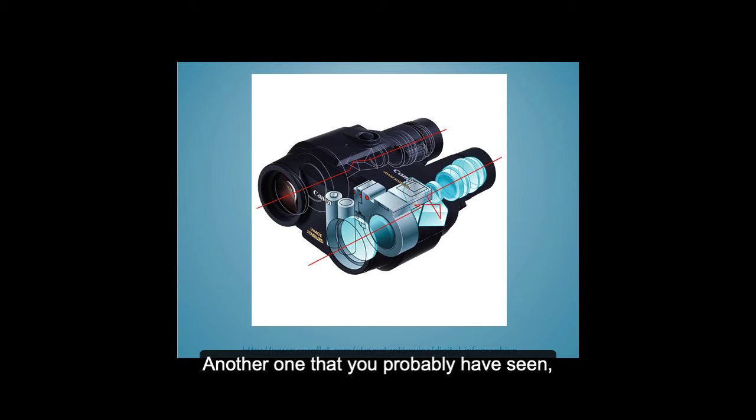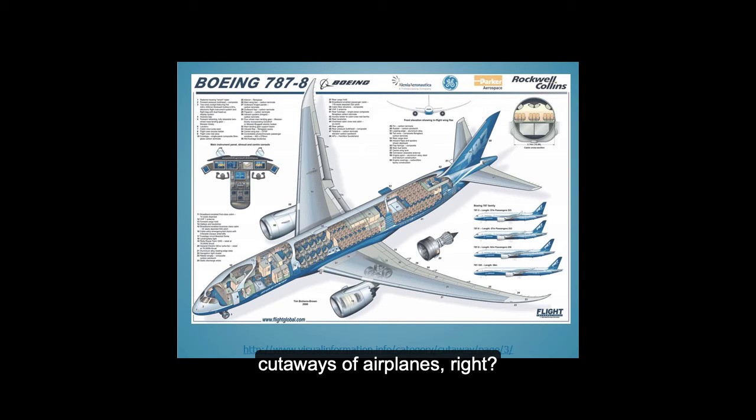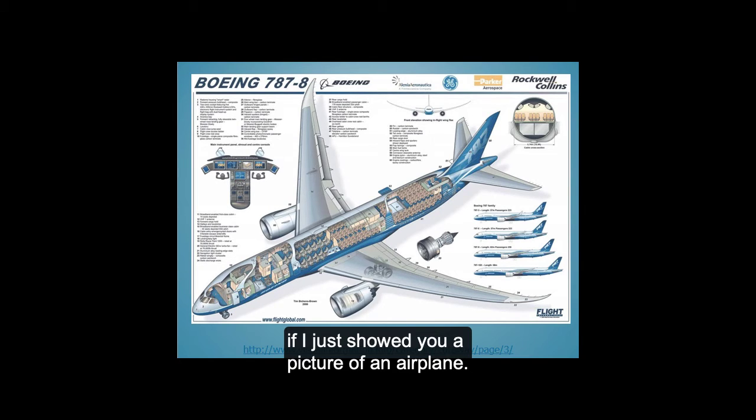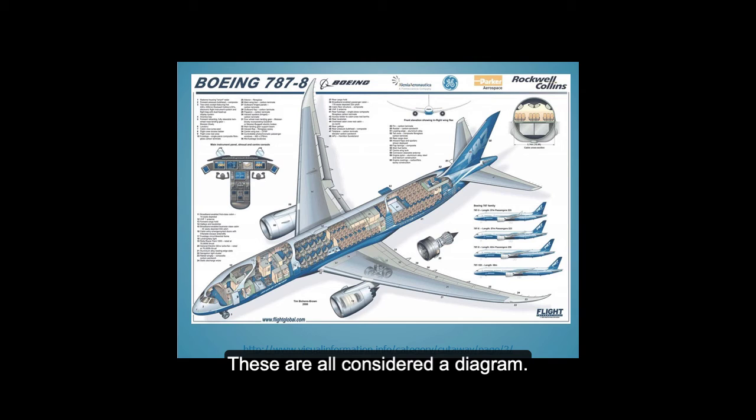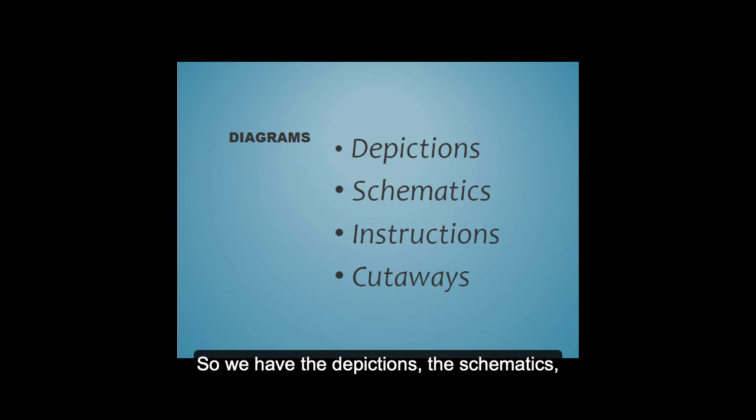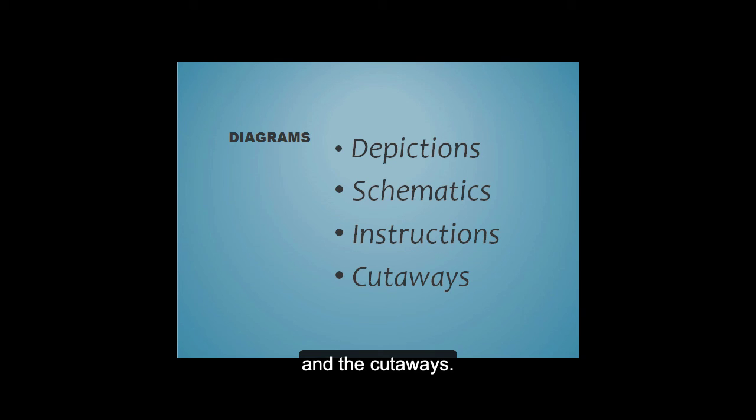Another one that you probably have seen, cutaways of airplanes, right? So you see the inner workings of that you normally wouldn't see if I just showed you a picture of an airplane. Okay, so those are the different types of diagrams. These are all considered a diagram. So we have the depictions, the schematics, the instructions or instructionals, and the cutaways.